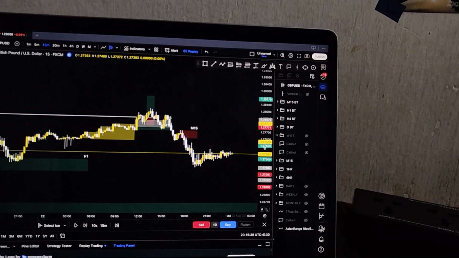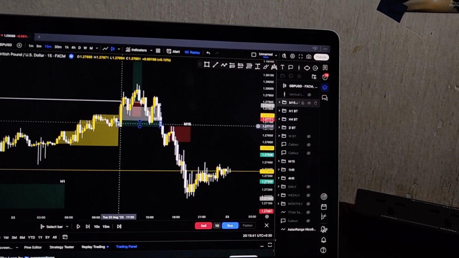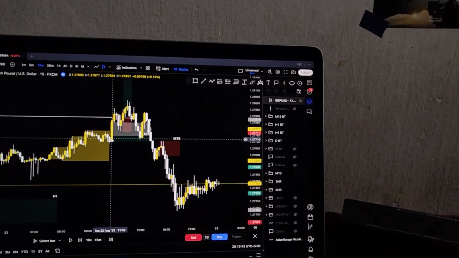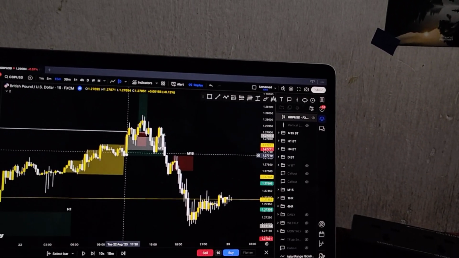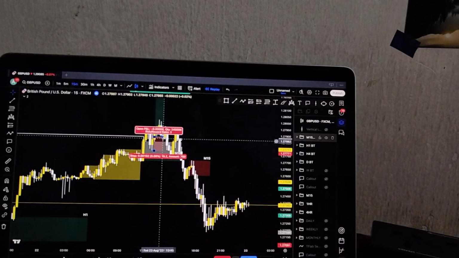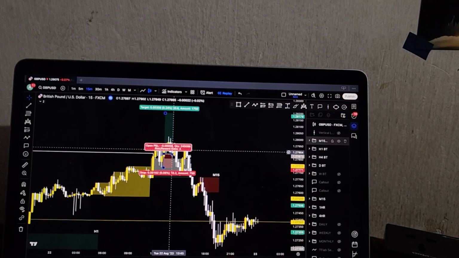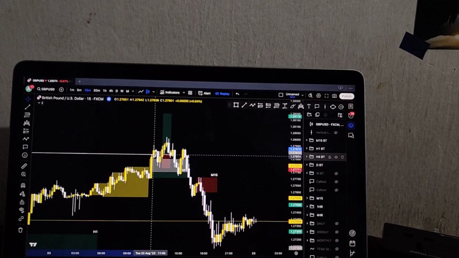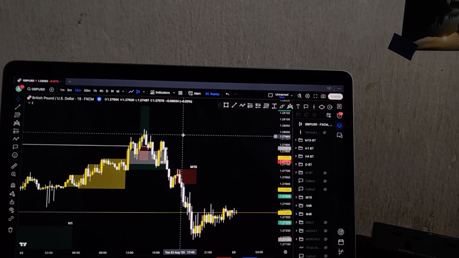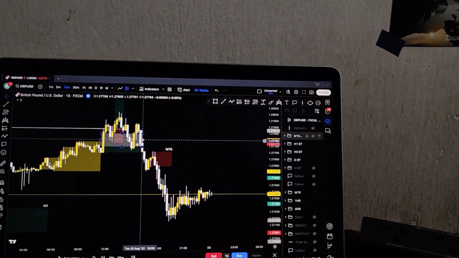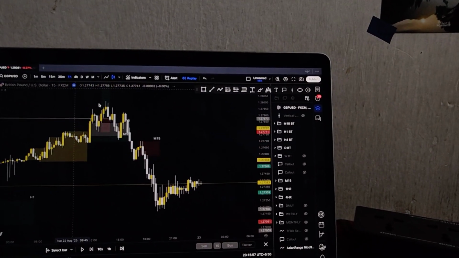It didn't make any sense. I tried to take a continuation model against my higher time frame weekly bias, which is a very, very bad thing to do. So next time I will keep that in mind. It has higher probability of making the high of the week and then continue with the higher time frame trend, right?